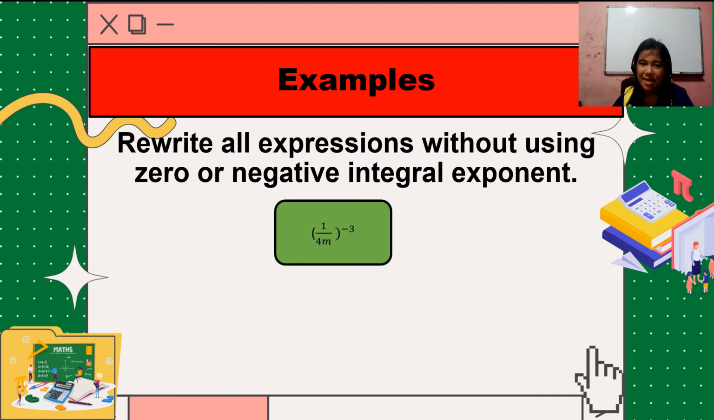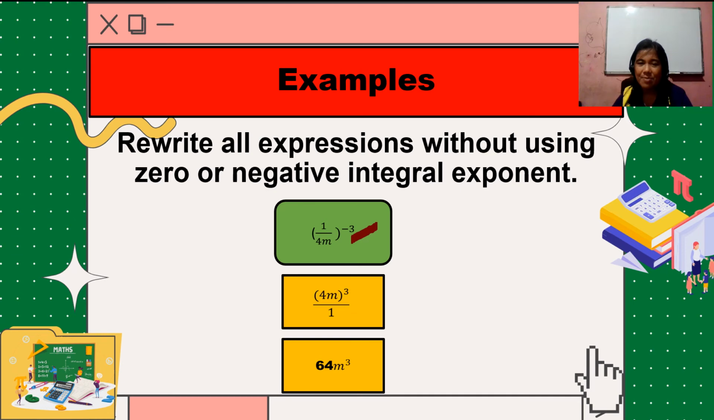Okay, isa pa. So, eto ngayon, nasa baba, 1 over 4m, pero negative yung nasa labas. So, lipat lang natin, baliktarin lang natin, magiging 4m over 1, tapos cube. Yun. So, evaluate ka na. 4 cube is 64, tapos m cube. Huwag mo na isali yung 1. Ganon din naman yung result.